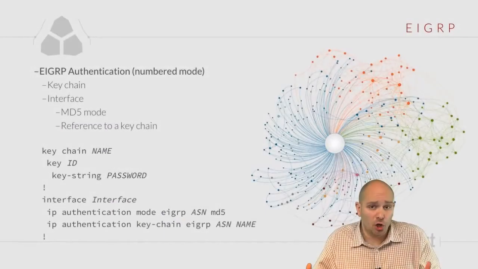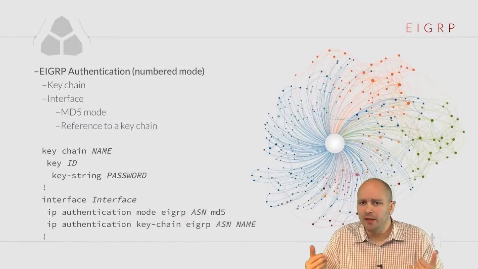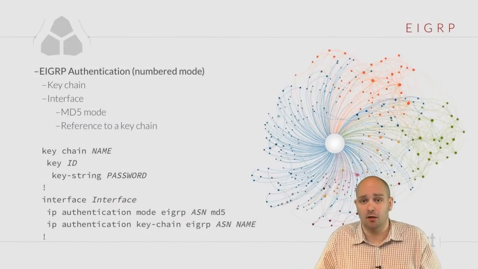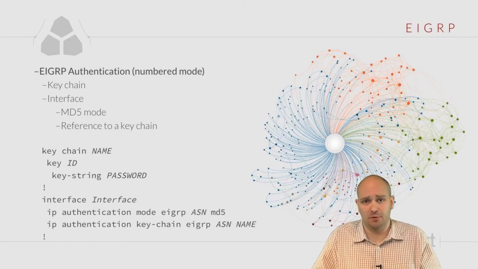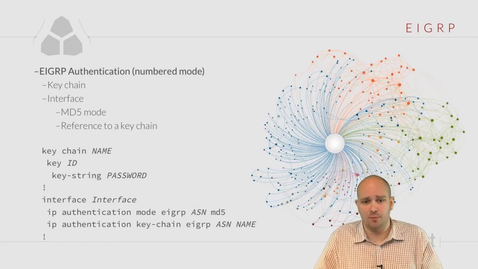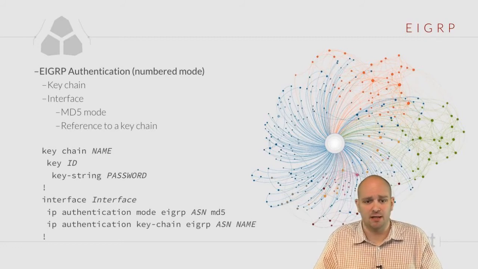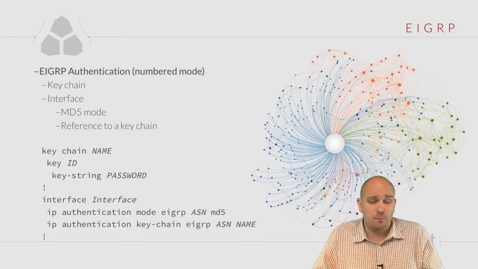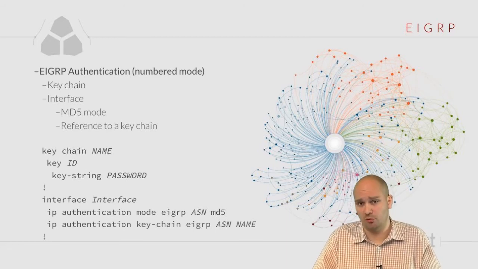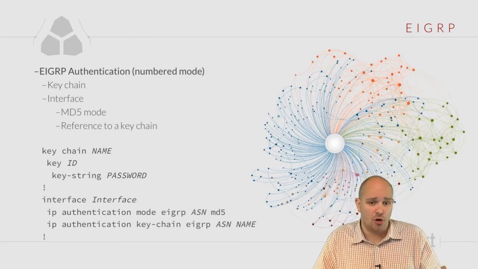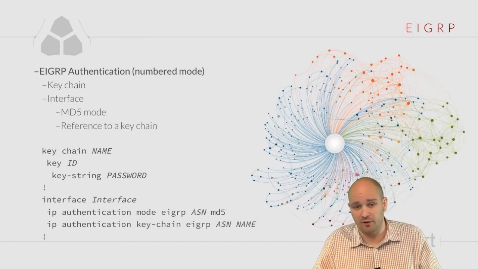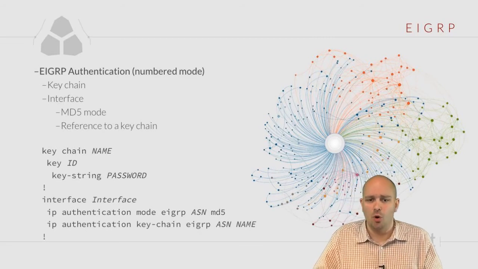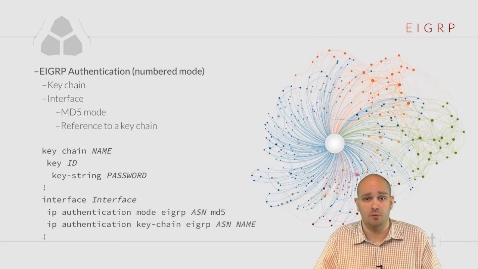Now that we learned how keychains work, we can take a step back and take a look at how EIGRP authentication is configured. EIGRP is configured in multiple steps. The first thing that needs to be configured is the keychain itself. Then, depending on which mode you are configuring EIGRP, the numbered configuration mode or the named configuration mode, you have to go under the interface in a case of a numbered mode, which is right here behind me.